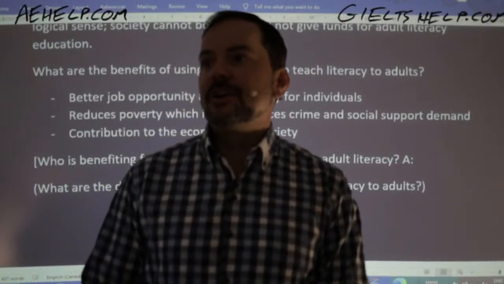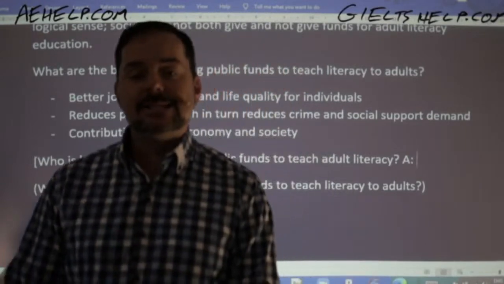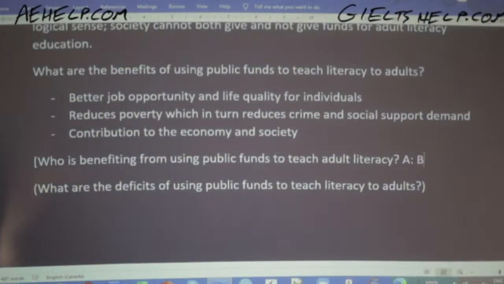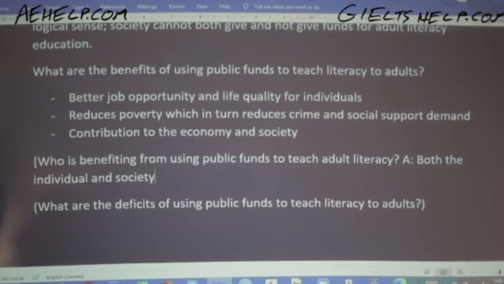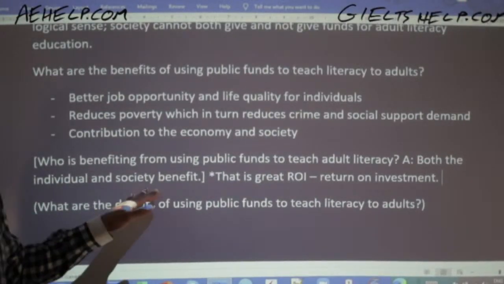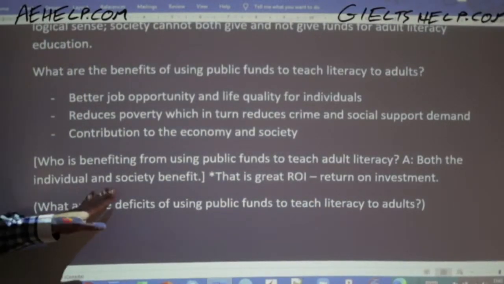So this happens. Yeah, very good, Rajveer. So Rajveer says both the individual and society benefits from teaching adult literacy. Very good, Sammy. Okay. And that is great, right? So if we have a situation where both the individual and society benefit from investment, that is great ROI. ROI for all of you who are into business means return on investment. Okay. So arguably that is a fantastic return on investment to have both the individual and society benefit from the investment of that money. Okay.